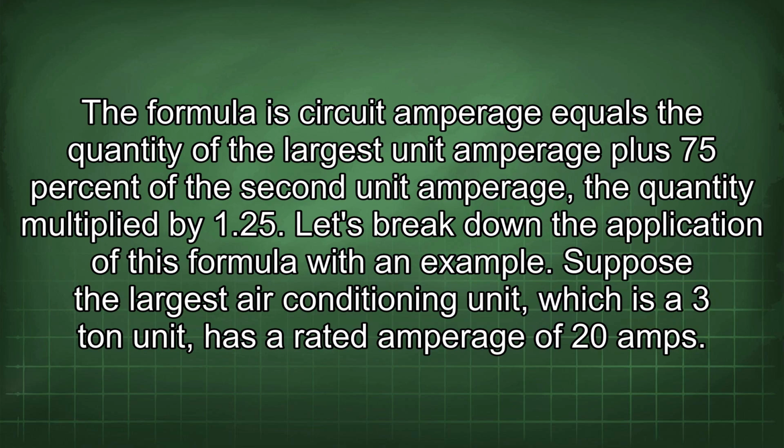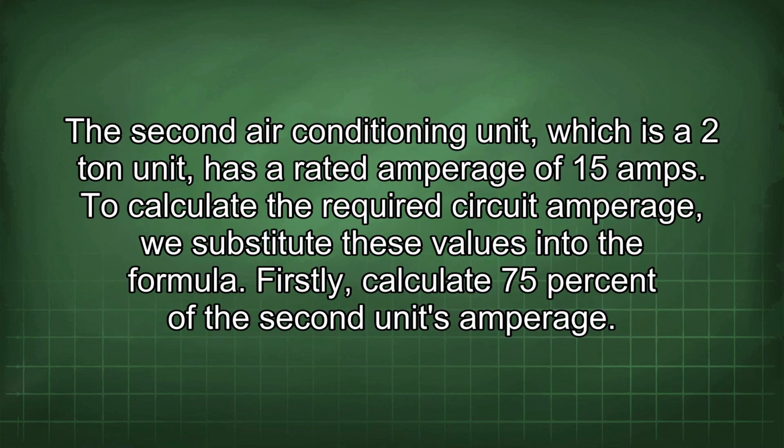Let's break down the application of this formula with an example. Suppose the largest air conditioning unit, which is a 3-ton unit, has a rated amperage of 20 amps. The second air conditioning unit, which is a 2-ton unit, has a rated amperage of 15 amps. To calculate the required circuit amperage, we substitute these values into the formula.